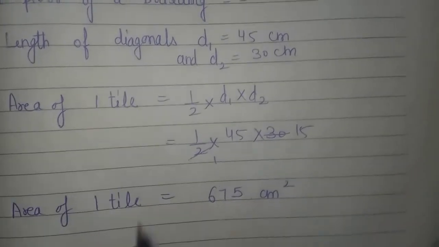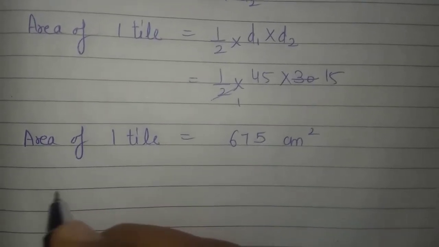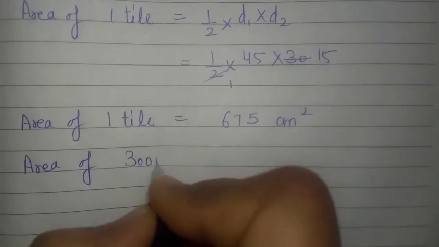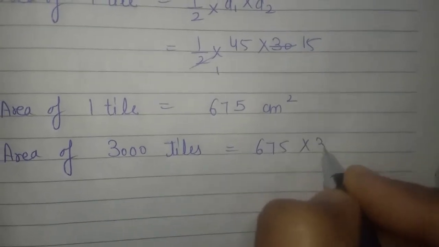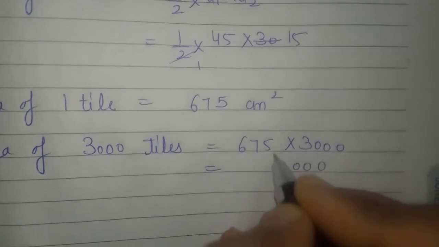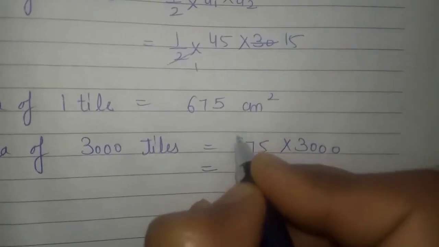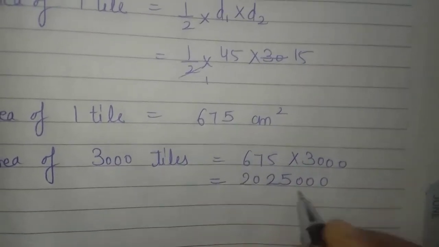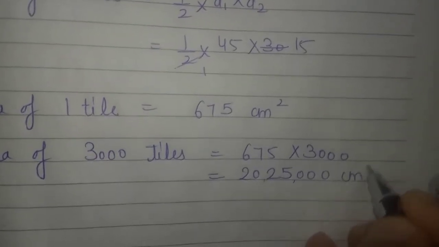one tile, and the floor consists 3000 tiles, so we will get area of 3000 tiles. That will be equal to 675 multiplied by 3000. 0 3 fives are 15, 3 sevens are 21, 1 22, 3 sixes are 18, 20. So we get 20,25,000 centimeter square.